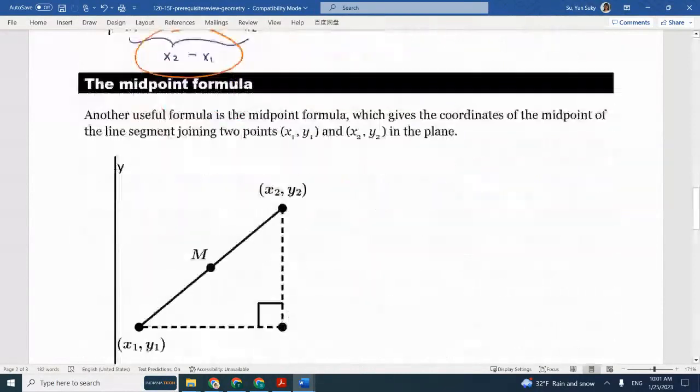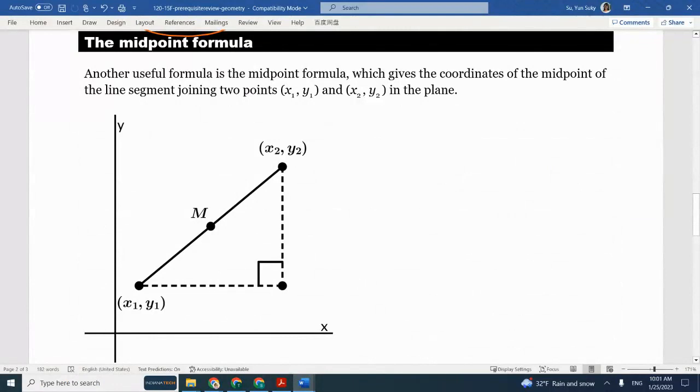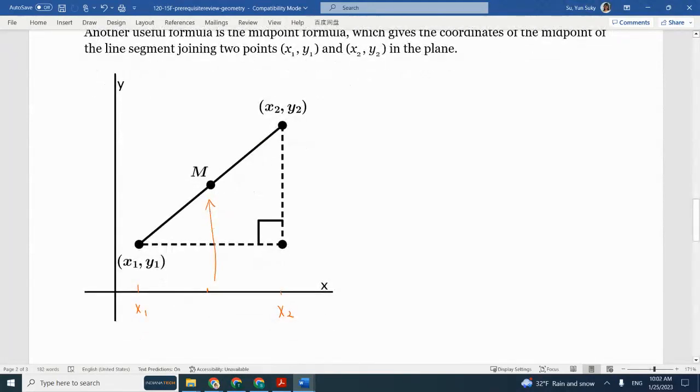Okay, so the midpoint formula. This is another useful formula where we have the 2 points x1 and y1, x2 and y2. And then what is the midpoint? Well, let's look at the x coordinates. We have x1 right here, x2 right here. And what is the midpoint? Well, average, right? You guys learned about average.